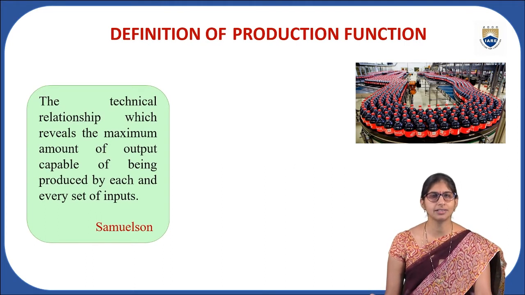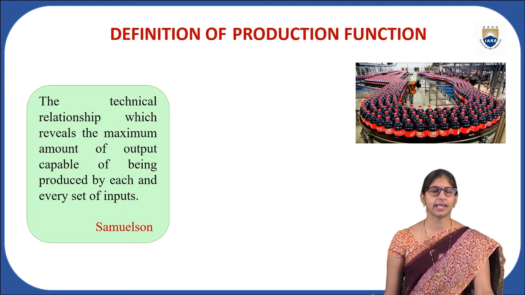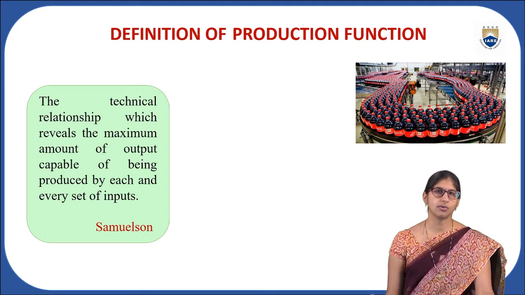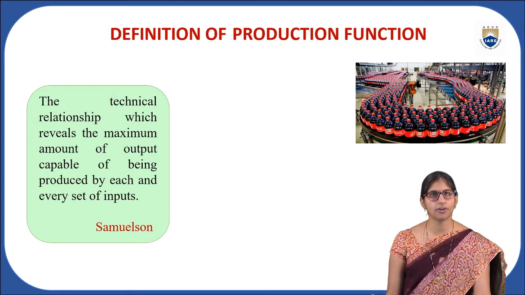Coming to Samuelson, his definition of production function is the technical relationship which reveals the maximum output capable of being produced by each input, whatever we give as input. So here Samuelson says that when we are giving some set of inputs, how much of a set of outputs we are going to receive. That is the production function according to Samuelson.